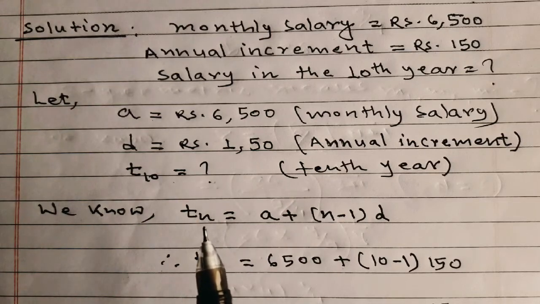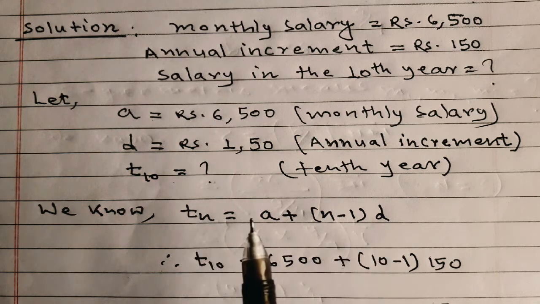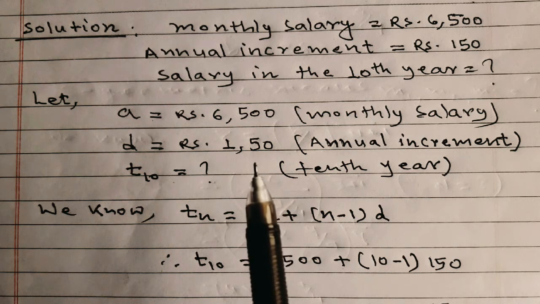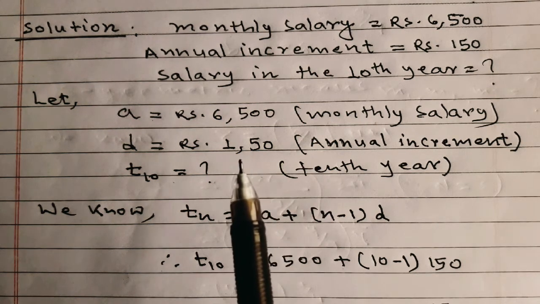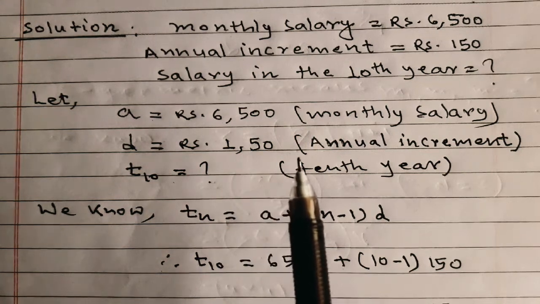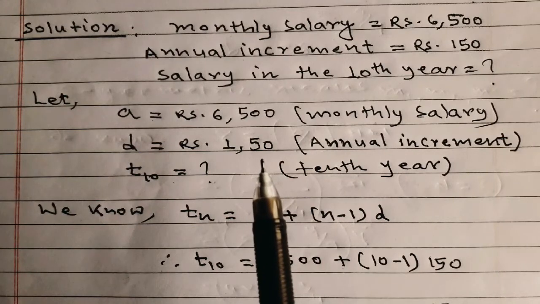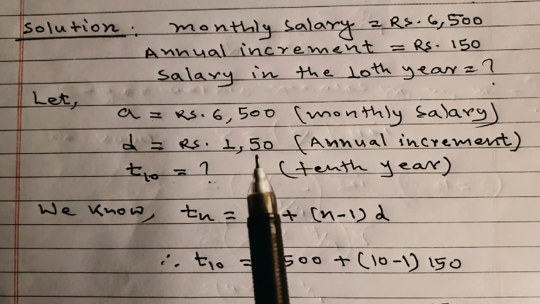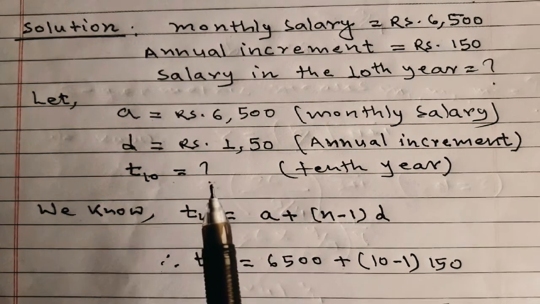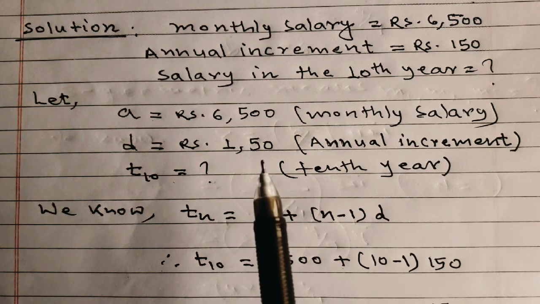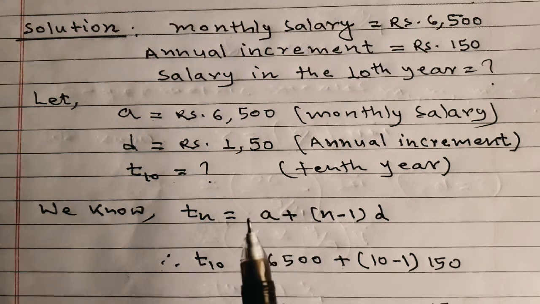We know by using the formula of sequence and series, Tn is the general term of an arithmetic sequence. The given data is related to an arithmetic sequence because there is an equal increment in salary every year. If there is an equal increment or decrement, then the sequence is called an arithmetic sequence.